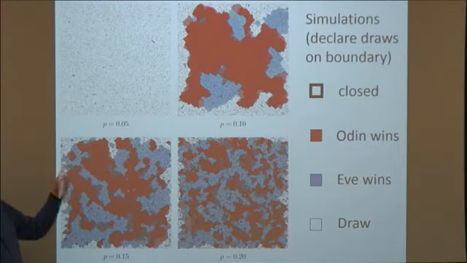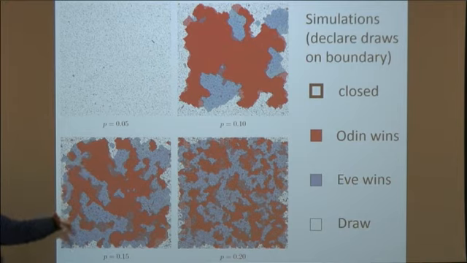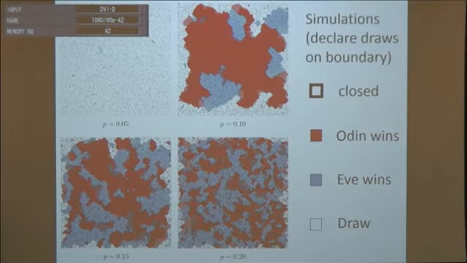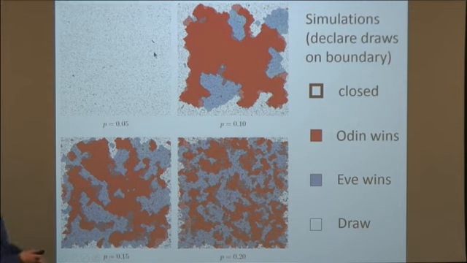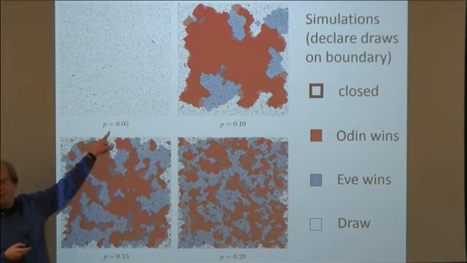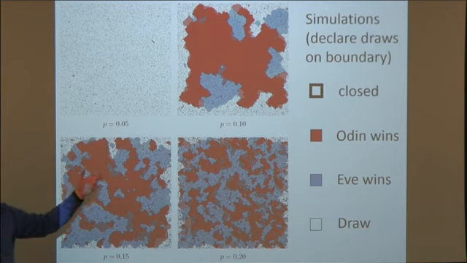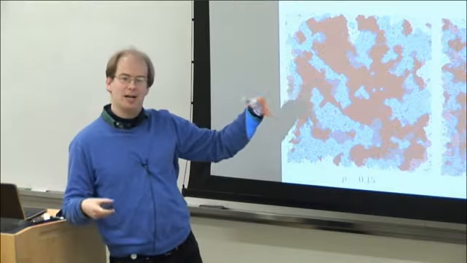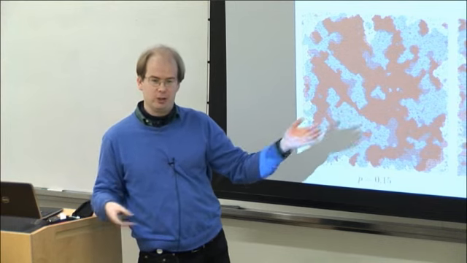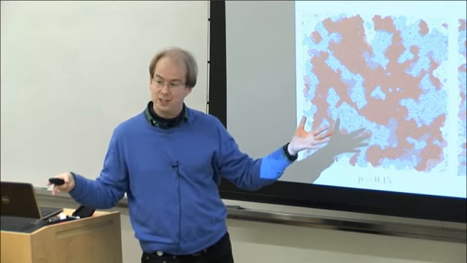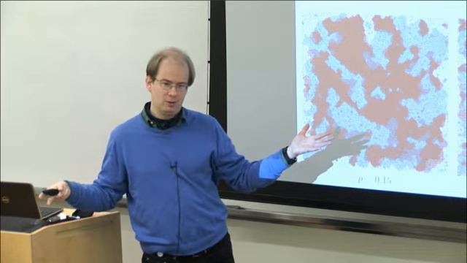And furthermore, it appears that if you take the square big enough, maybe even with p equals 0.05, someone wins, and you don't get so many draws. So it's hard to tell, but you might guess that the critical probability is 0, so that when you take the whole infinite lattice, Z^2, you don't have any draws.